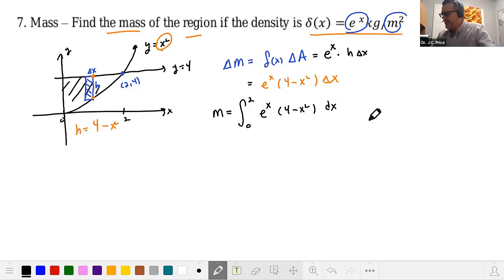And to integrate this, how are we going to do it? Right, so we have to use one of our techniques of integration, and it's probably not a substitution because I don't see u in its derivative. So this is probably an integration by parts.